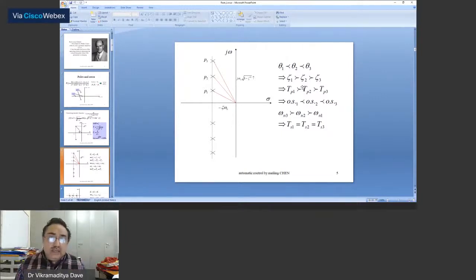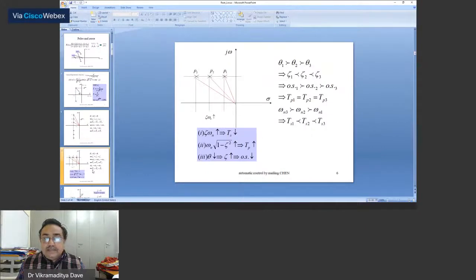So this is also an objective type question being put forward before you: how the settling time, peak time, and damping ratio change as the pole shifts towards the upward portion of the imaginary axis. Similarly, if it is moving horizontally, like P1, P2, in this case the situation is just the reverse.